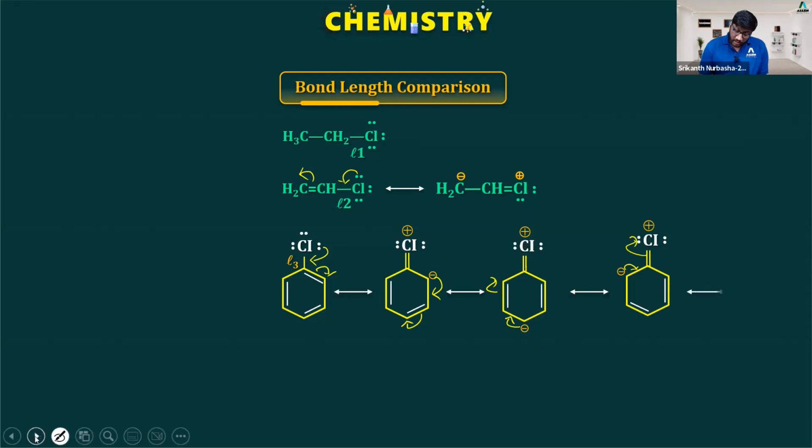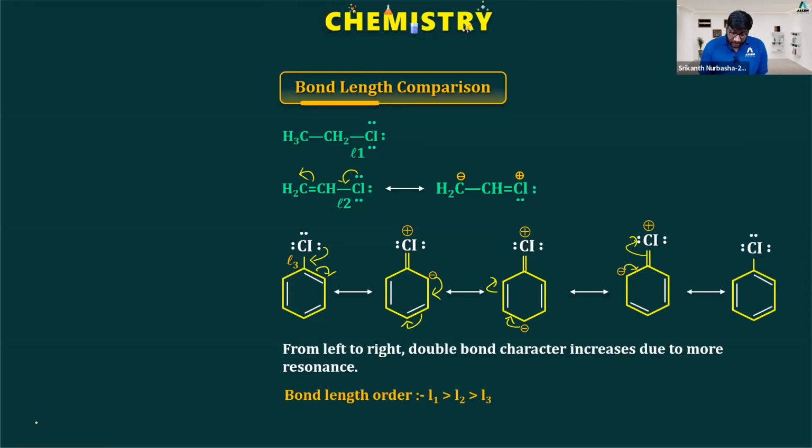If you look at the resonating structures of the first compound, second compound, and third compound: in the first compound, the carbon-chlorine bond does not have any double bond character. In the second compound, the carbon-chlorine bond has double bond character. In the third compound, the carbon-chlorine bond has more double bond character, because out of 5 resonating structures, 3 have a double bond between carbon and chlorine. So double bond character is highest in the third one.